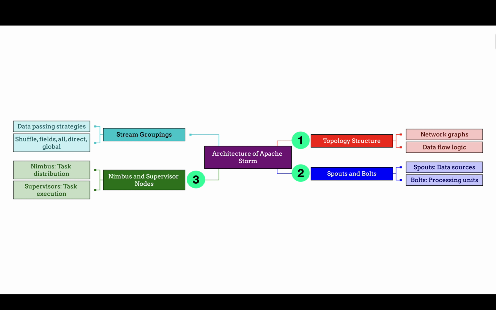3. Nimbus and supervisor nodes. The Nimbus node distributes code, assigns tasks, and monitors failures. Supervisor nodes execute tasks assigned by Nimbus on worker processes. 4. Stream groupings define how data is passed from one component to another, with different grouping strategies like shuffle, fields, all, direct, and global.